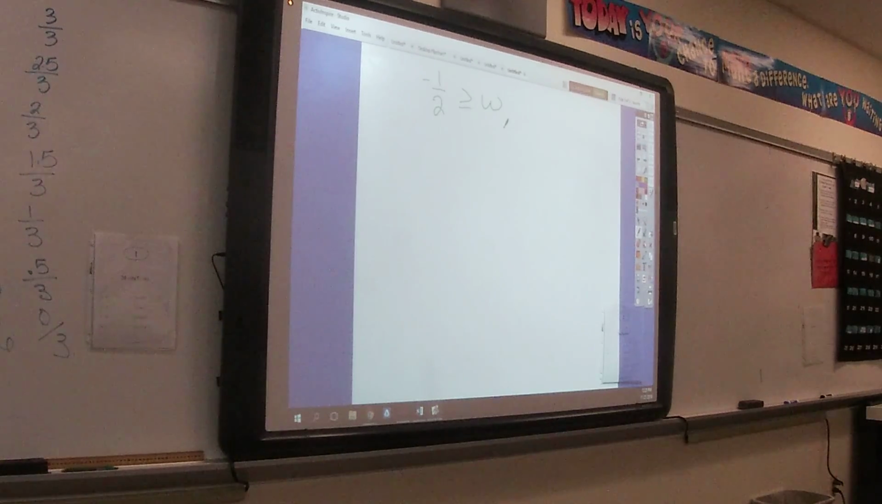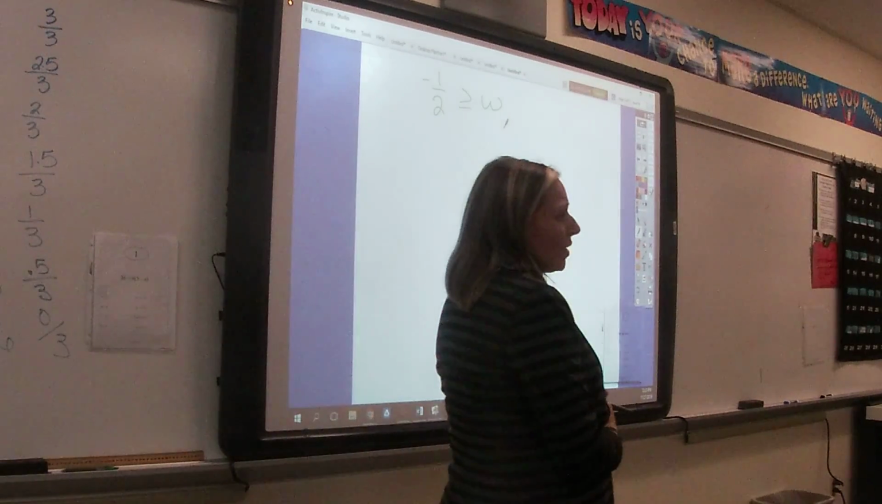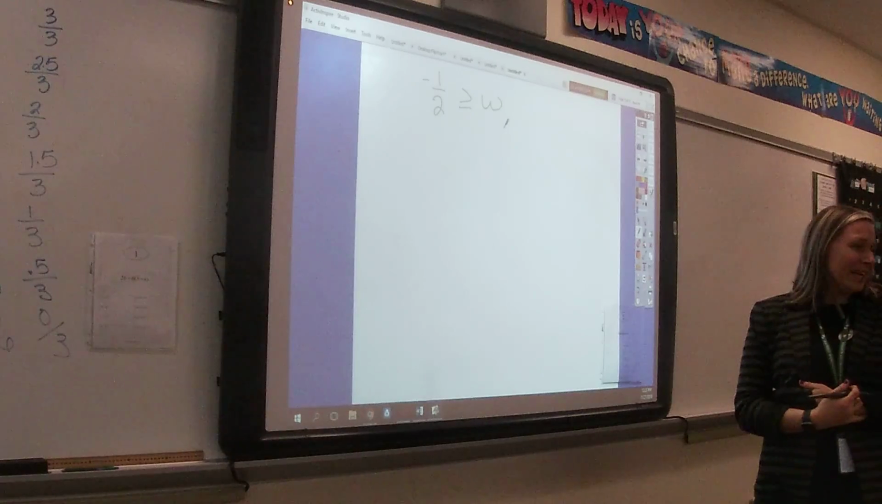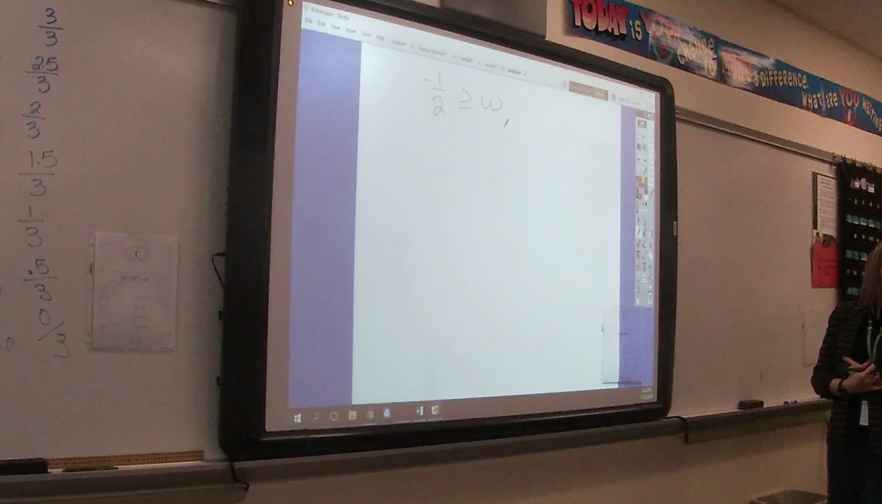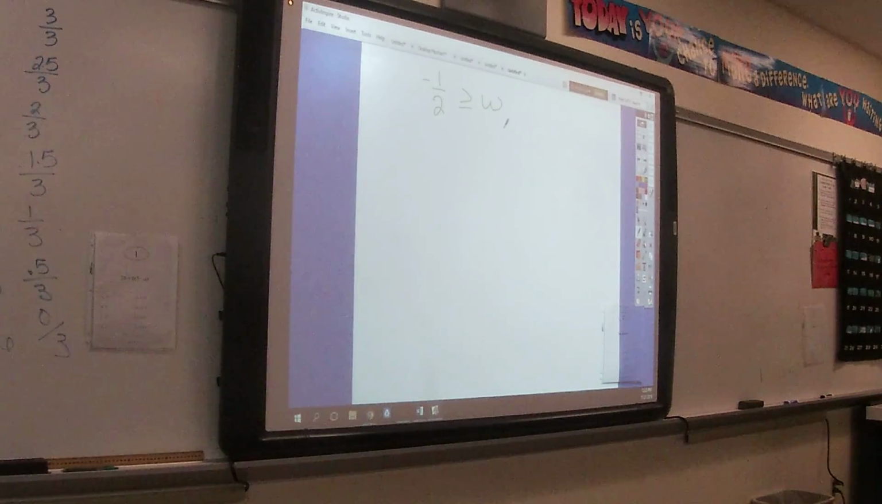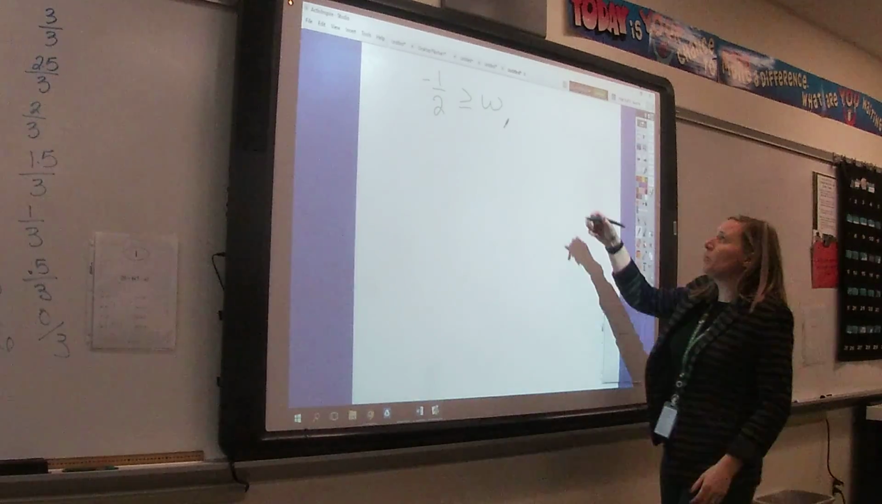Okay, then, if the variable is not first, those shortcuts do not work. Okay, but not only do the shortcuts not work, it doesn't really give us information that we need. So we always want to make sure before we graph, we are writing it with the variable first.